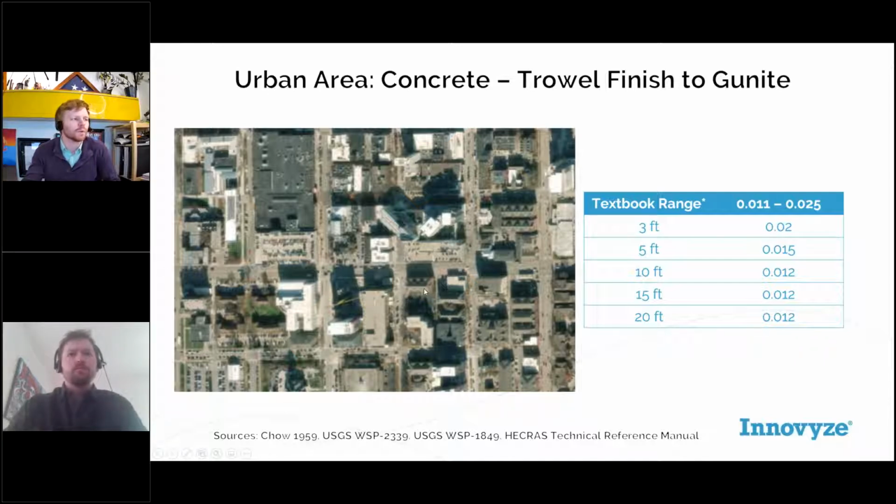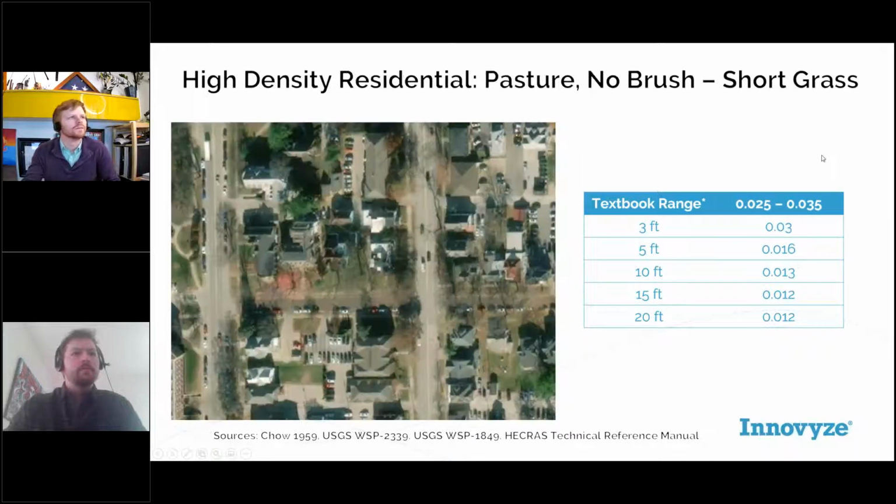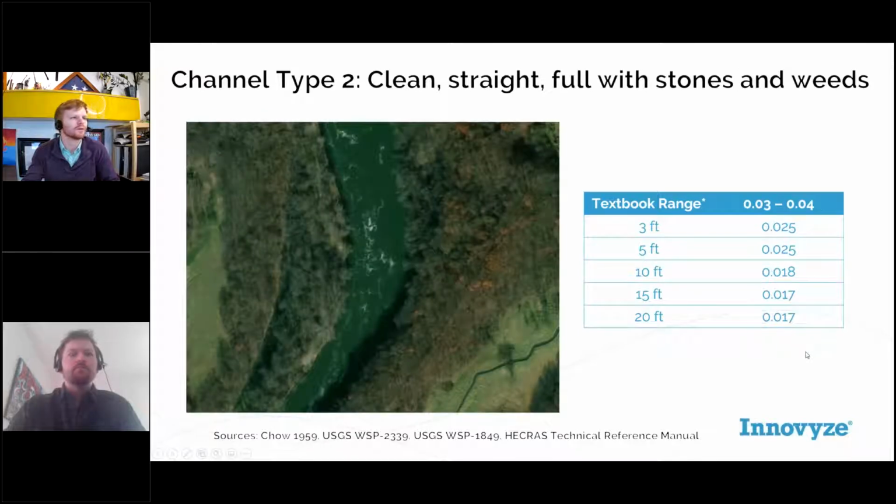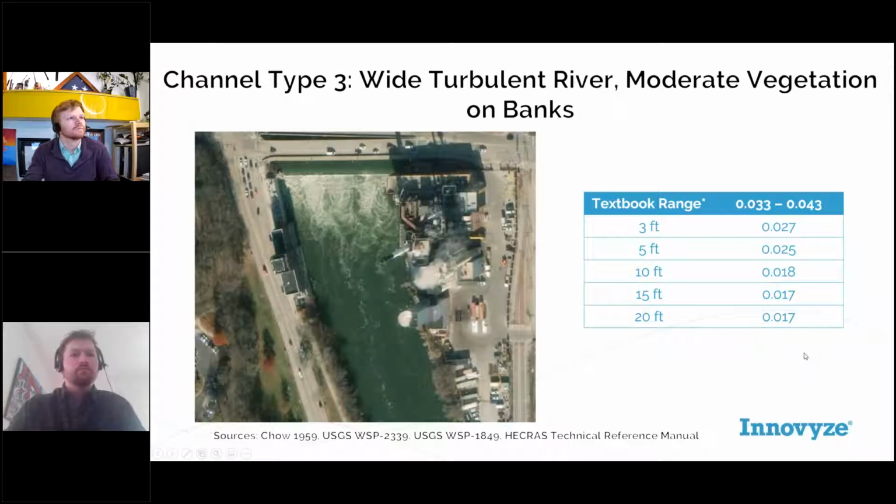The buildings were incorporated into the mesh, so we're not taking that into account. So I basically went with values that were more appropriate to a concrete value. Pretty similar for high density residential, where we're just looking at short grass and some trees and stuff like that. But for the most part, it's pretty close to concrete. And then channel types, of course, which can be difficult. But again, getting close to values more appropriate for concrete.